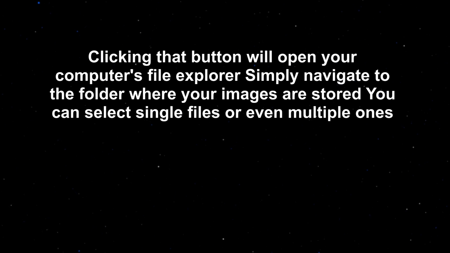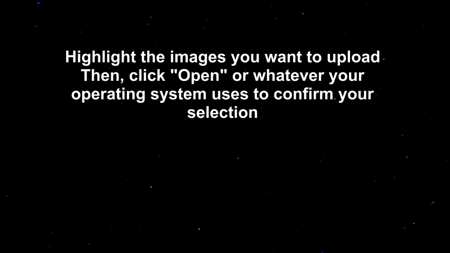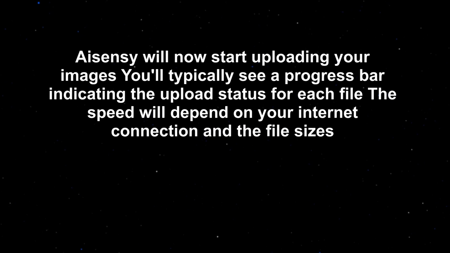You can select single files or even multiple ones. Highlight the images you want to upload, then click Open or whatever your operating system uses to confirm your selection. Aisensy will now start uploading your images. You'll typically see a progress bar indicating the upload status for each file. The speed will depend on your internet connection and the file sizes.